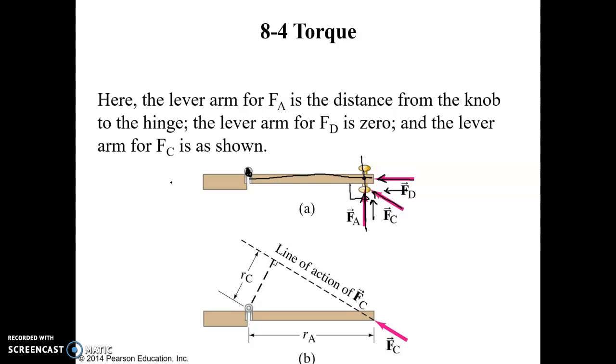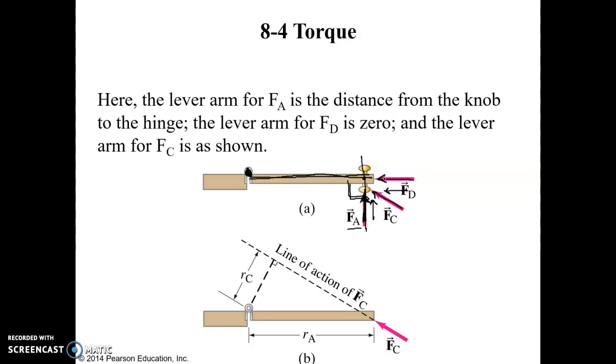All right, welcome back to our Chapter 8 physics video. And we left off talking about torque. And the important thing to remember about torque is the line of action of the force vector that causes the torque has to be perpendicular to the line from the point of rotation to the point of application. So in this example here, FA is perpendicular to that line.